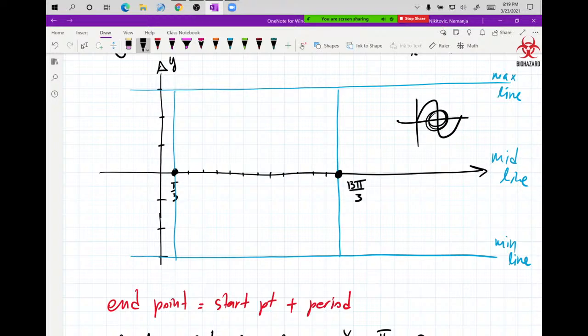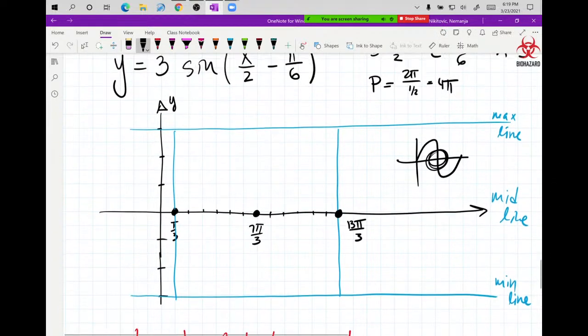So that has to be, right, at 7 pi over 3, because that's exactly the middle between this one. So 2, 3, 4, 5, 6, 7 is right here, 7 pi over 3. And then the middle of each middle, the middle of each half is going to be the maximum and minimum.